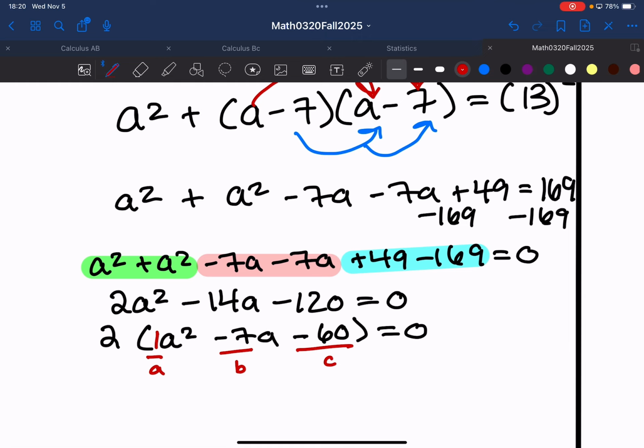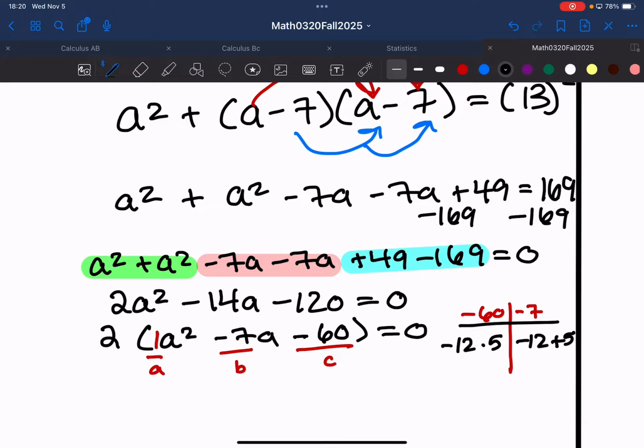So what's A times C? Negative 60. And then my B value? Negative 7. So I need 2 numbers that multiply to negative 60 but add to negative 7. Twelve and 5. Yes, that works. 12 and 5. Which one's negative? The 12. So negative 12 times 5 is negative 60. And negative 12 plus 5 is negative 7.